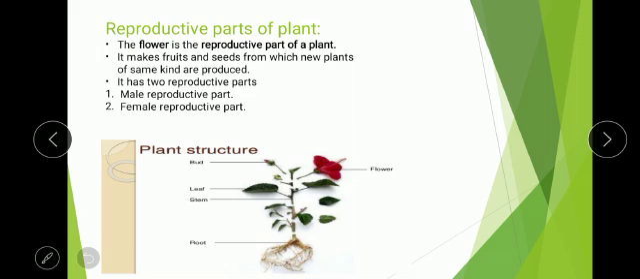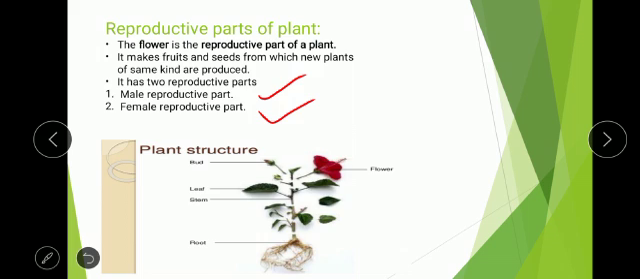The reproductive part of a plant includes only the flower. Flower is the reproductive part of the plant. It makes fruit and seed from which new plants grow. It has two reproductive parts, the male reproductive part and the female reproductive part.